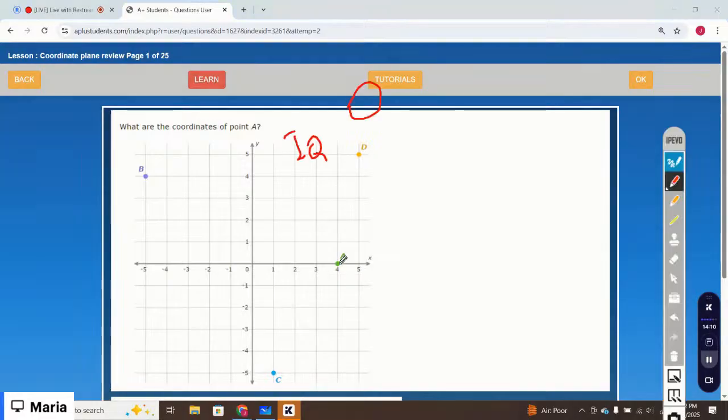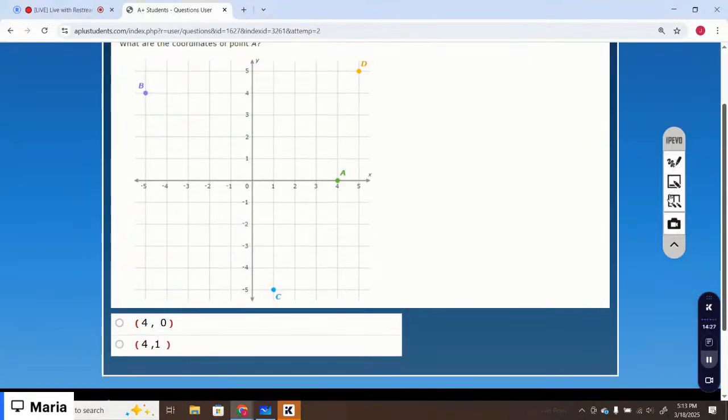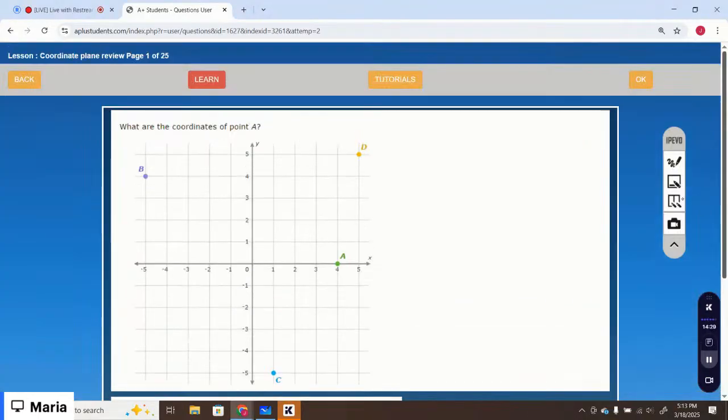Point A is on the x-axis, and whenever we have a point on the x-axis, the y coordinate must be 0. So x is 4, y is 0. So the coordinates are 4 and 0. Option number 1 is the correct option, 4 and 0 is the correct one.